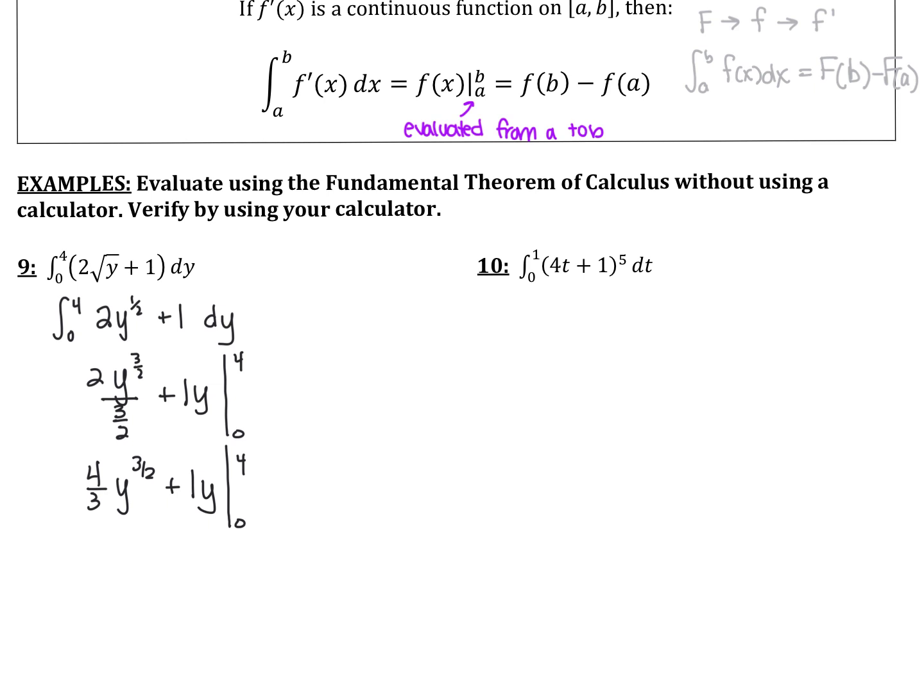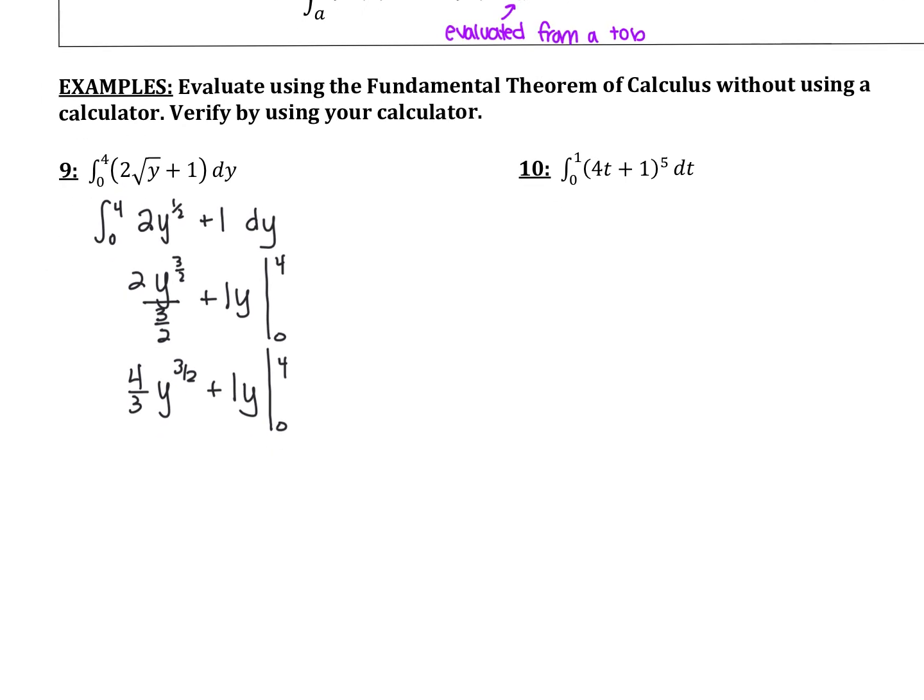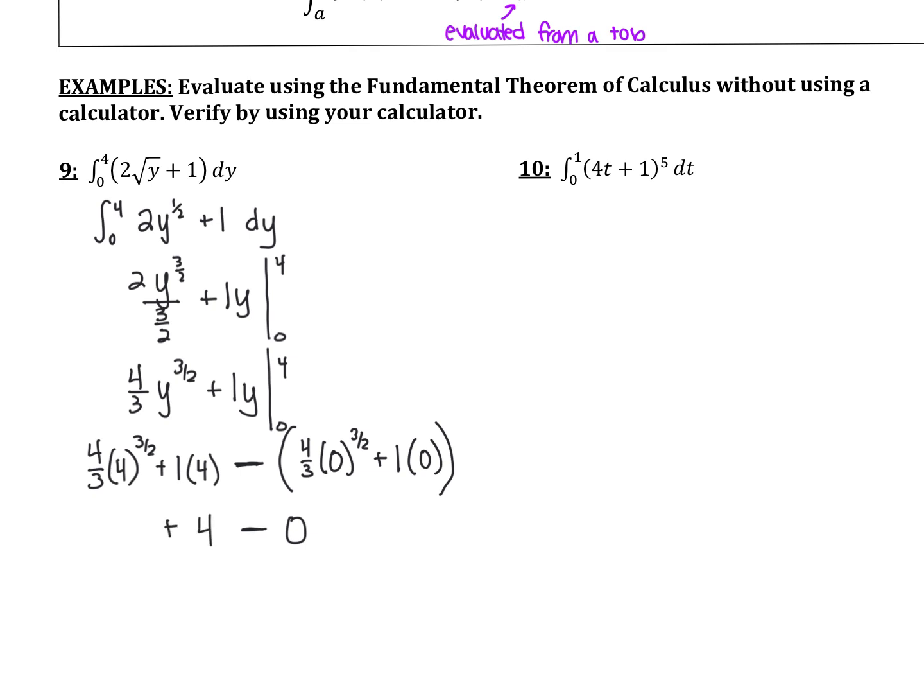So the fundamental theorem of calculus says this. I can take the upper bound, which is 4, and do 4/3 of 4 to the 3/2 plus 1 times 4. Yes, I probably wouldn't write that normally. Minus, and then I'm going to subtract from it the lower bound evaluated. So 4/3 of 0 to the 3/2 plus 1 times 0. I like that second part. That's all zeros. So I'm subtracting 0. Now I need to work some math out. So we've got plus 4, and now I need to do this bit.